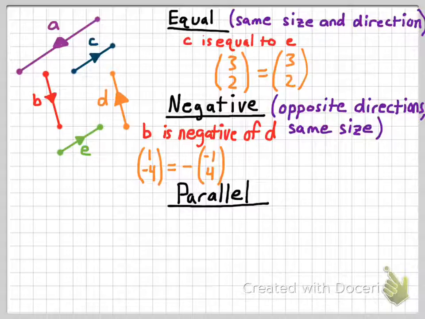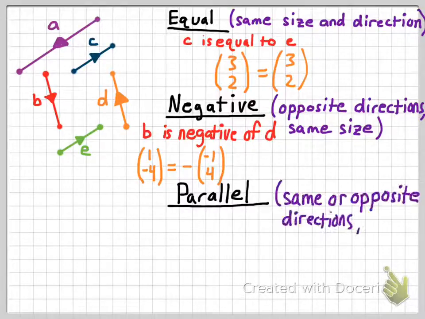All right, now parallel vectors. This doesn't necessarily mean exactly what it does in geometry, although it's pretty close. One of the things we have to consider is that you can have vectors that are going one direction or another direction that can still be parallel to one another. Basically, the idea of parallel vectors is they have to be going the same or opposite directions. And size doesn't matter with whether vectors are parallel.